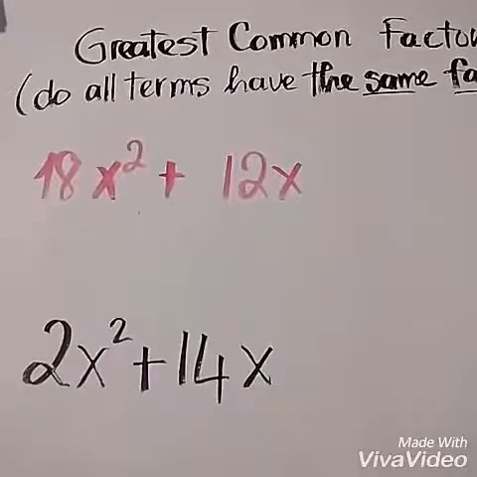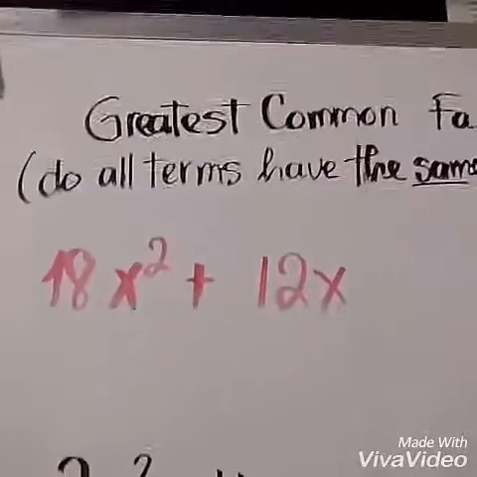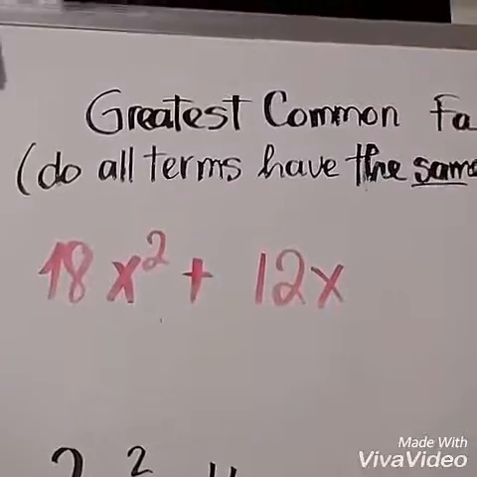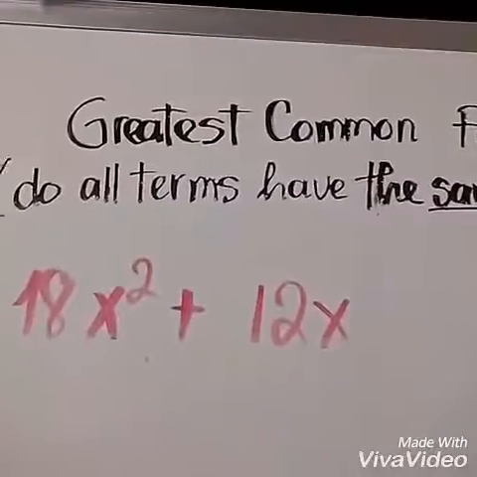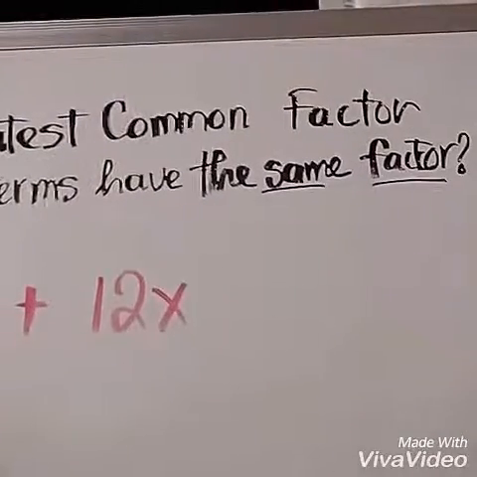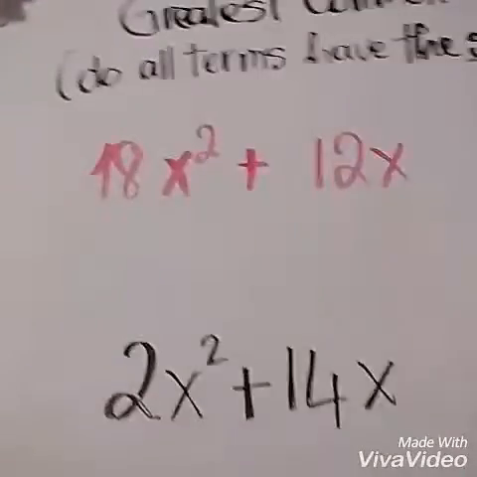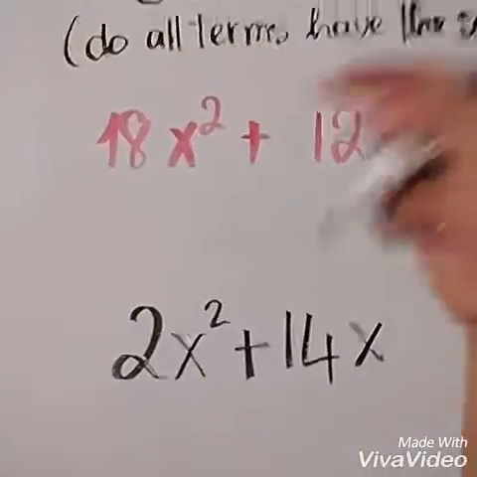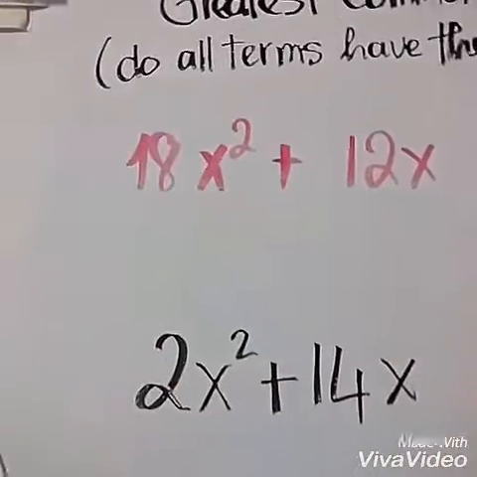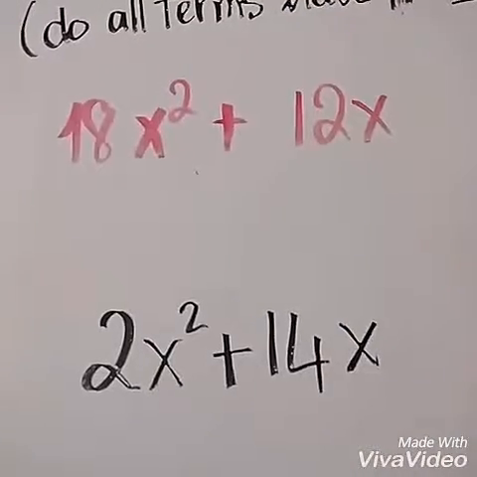Greatest common factor. So when you factor out, you have to ask yourself first for every problem, do all terms have the same factor? If yes, you must take out the number that they share. So let's take a look at the first example, 18x squared plus 12x.